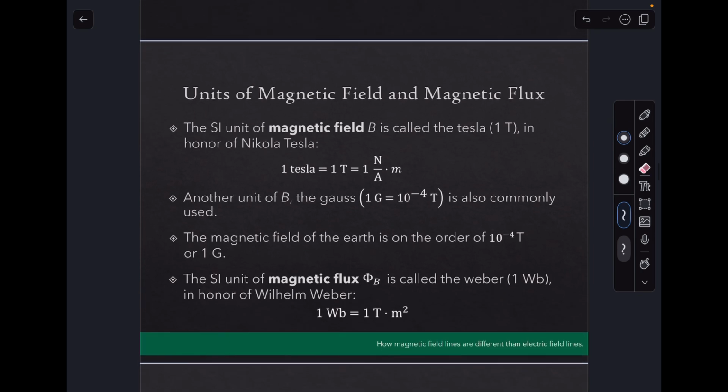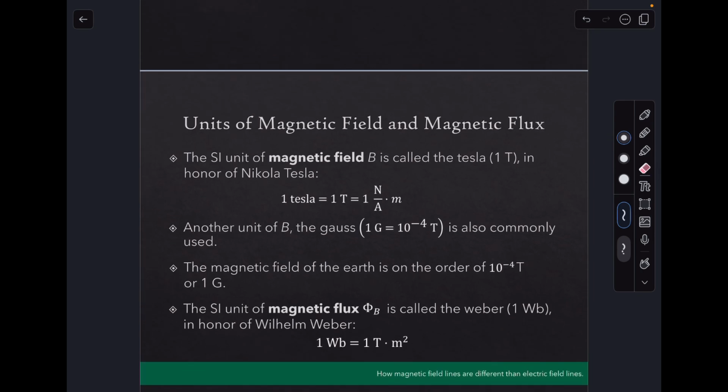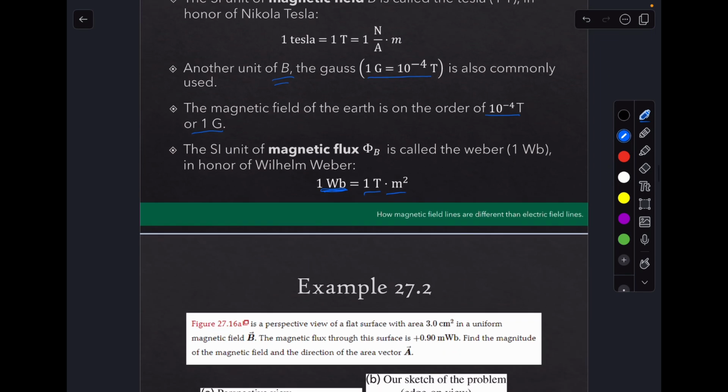So the unit of magnetic flux is a Weber, which is a Tesla times meter squared. Another unit for magnetic field is Gauss. So there may be 1 or 2 problems that use Gauss. Here's the conversion for that. But that's the unit of magnetic field, either Tesla or Gauss, but the unit for magnetic flux is 1 Weber, which is a Tesla times meter squared.